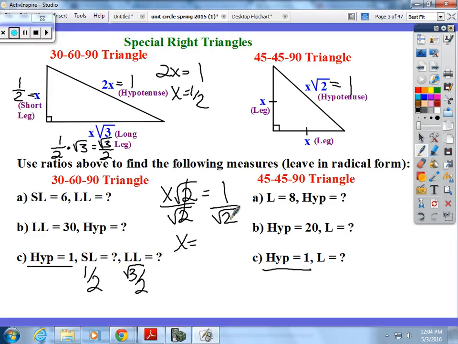However, you can't leave it like that. You have to rationalize your denominator. So now that equals square root of 2 over 2, because this equals 2, this equals square root of 2. So each leg has a length of square root of 2 over 2. So that's a number that would be a decimal if we worked out the square root of 2 and then divided it by 2, but we're going to leave that number in simplest radical form. Same with the square root of 3 over 2.